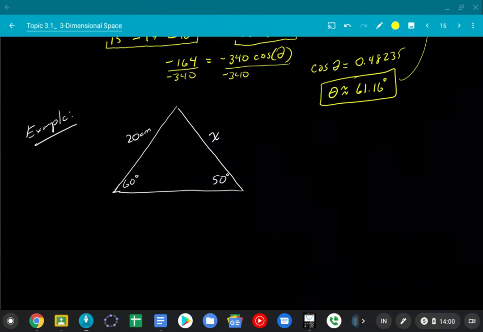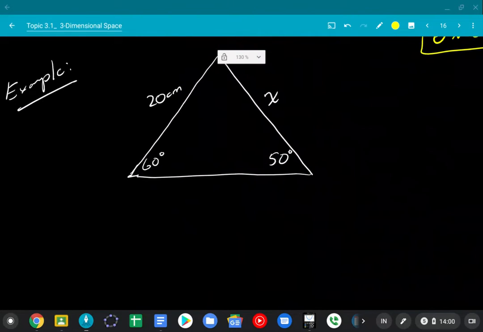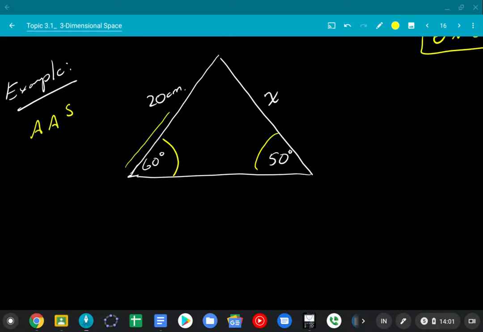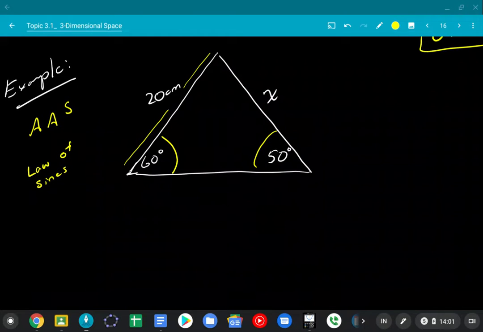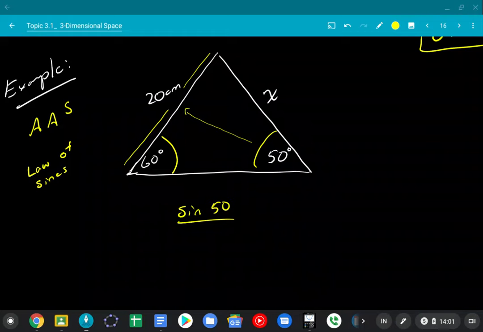Down here, let's see. We do not have side angle side or side side side. We have angle angle side, right? So that's a case for the law of sines, or the sine rule, which simply says that these two make a ratio, right? The sine of 50 over 20 must be equal to the sine of 60 over x.